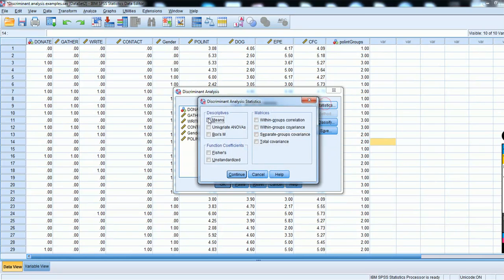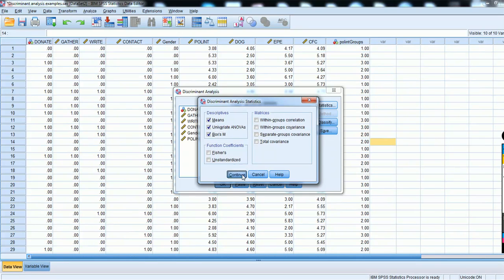Under Statistics, I'm going to go ahead and ask for means, univariate ANOVAs, and Box's M. Basically, Box's M is essentially a test of the assumption of equality of variance-covariance matrices between your groups. And what that basically translates into is that if you have equality, that means that the variances of your predictor variables and the covariances among your predictor variables are equal across the groups, and that's something that we do want. A violation can yield some inaccuracies in terms of some of your statistical significance results.